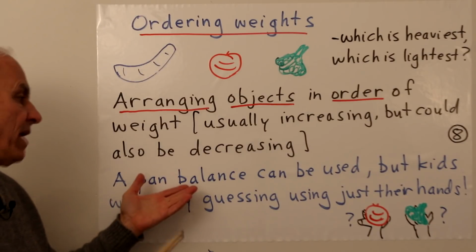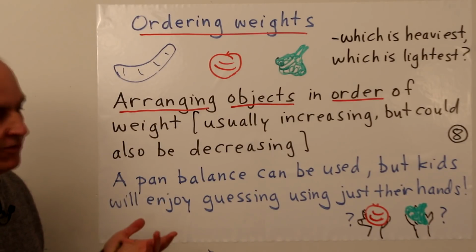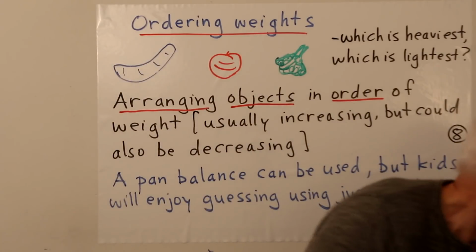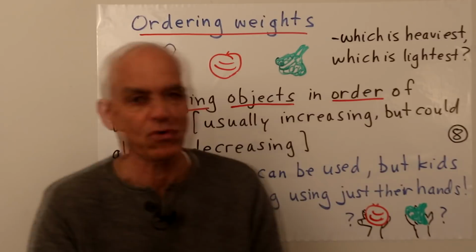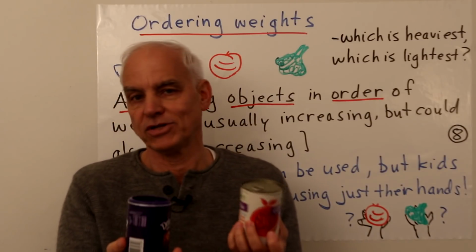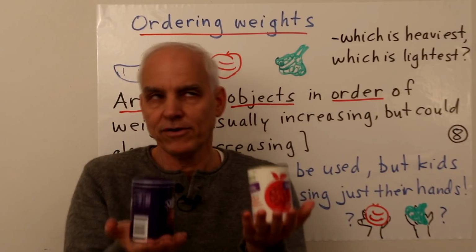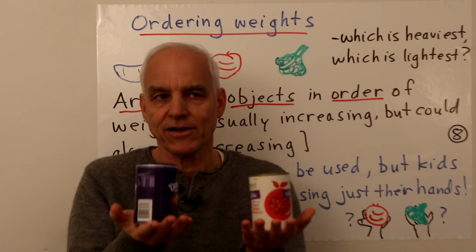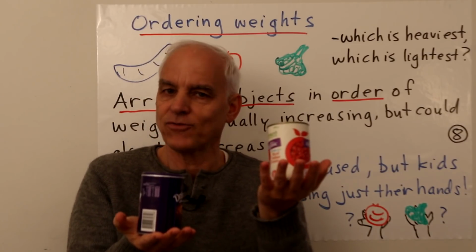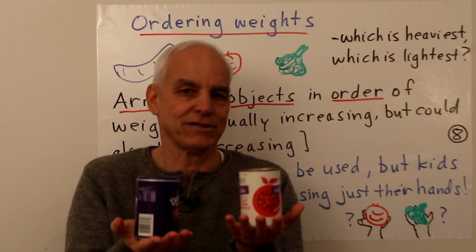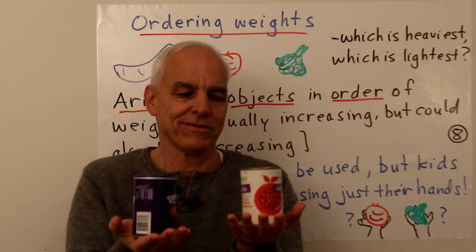Okay, so a pan balance, of course, can be used for this, but it's probably fun for kids just to use their hands because you have two objects, you want to figure out which is heavier, well, you can use a pan balance, but if they're not too close, you can just sort of use your hands like this and figure out that this one's heavier. You can feel that. It's direct, it's tactile, it's powerful, okay?